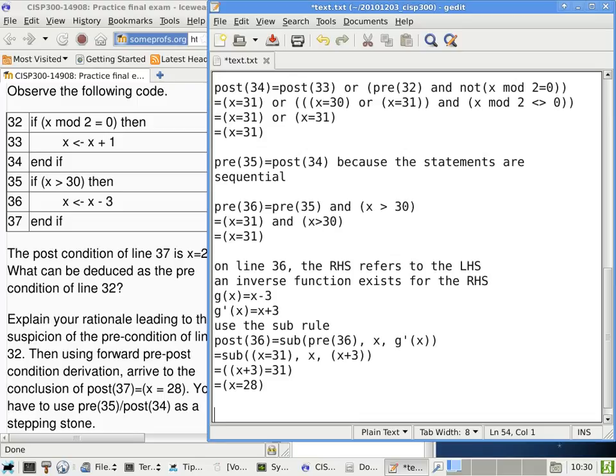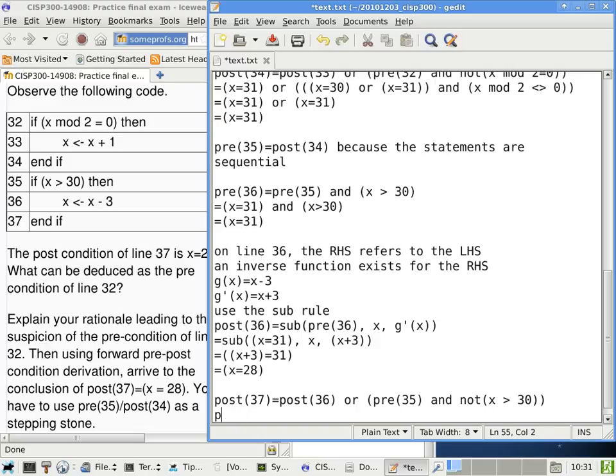Okay, we have just figured out the post condition over here. We still have to say something about the other side. The other side, if you look at post 37, post 37 is post 36, or, because we have the alternative to go to the other side, pre-35 and it is not the case that x is greater than 30. Okay? Post 36 is known already. Post 36, according to this derivation, is just x equals 28. What about the other side?